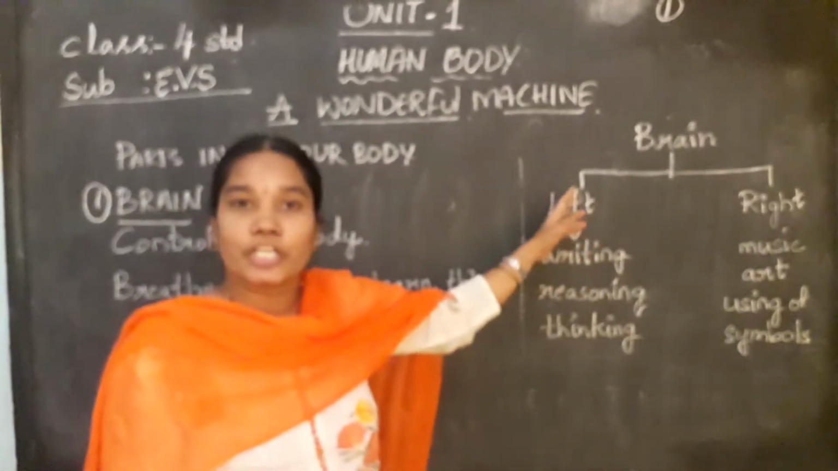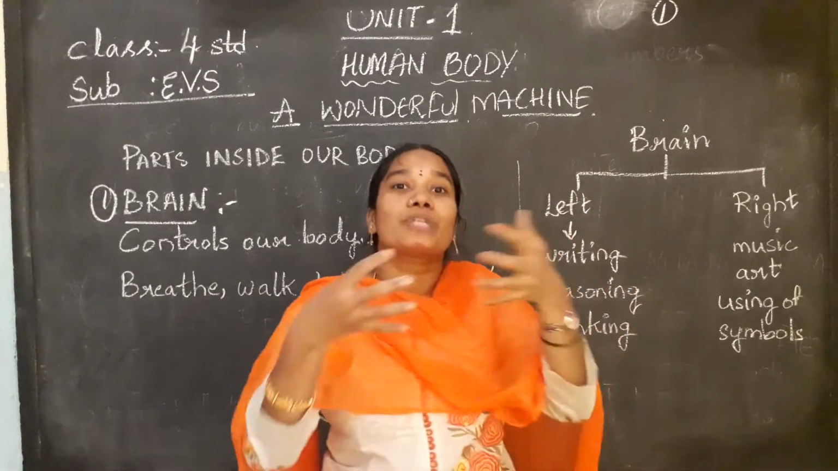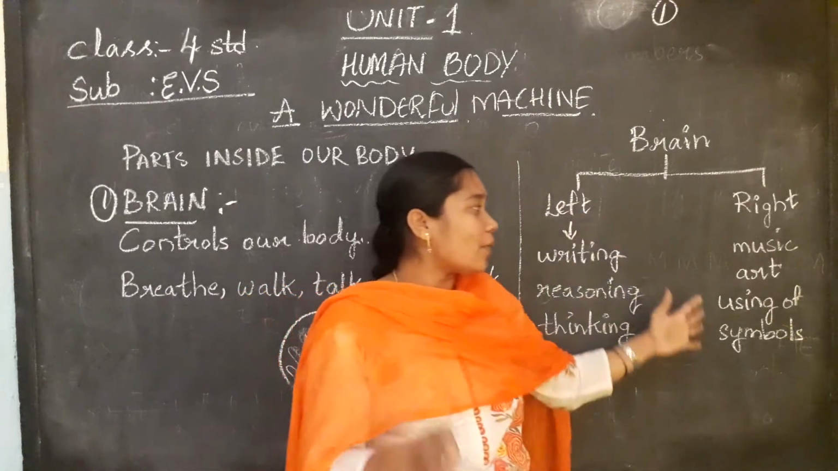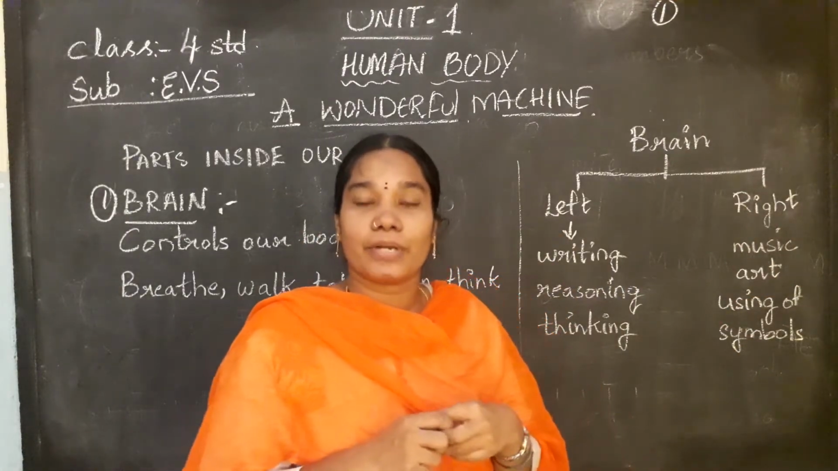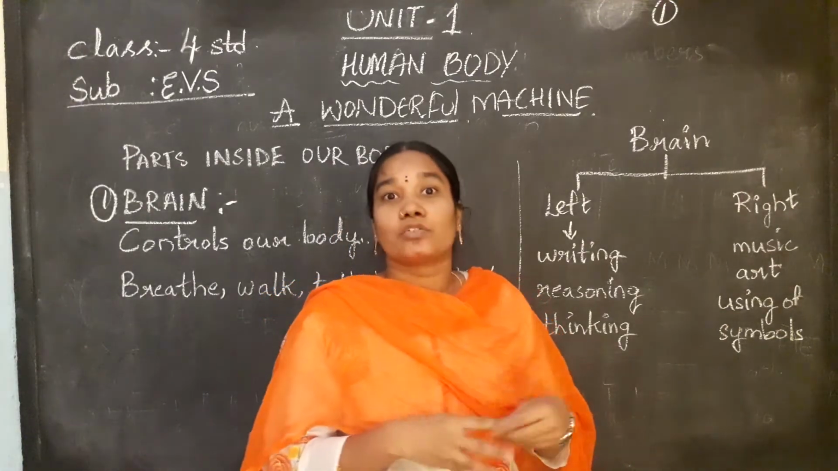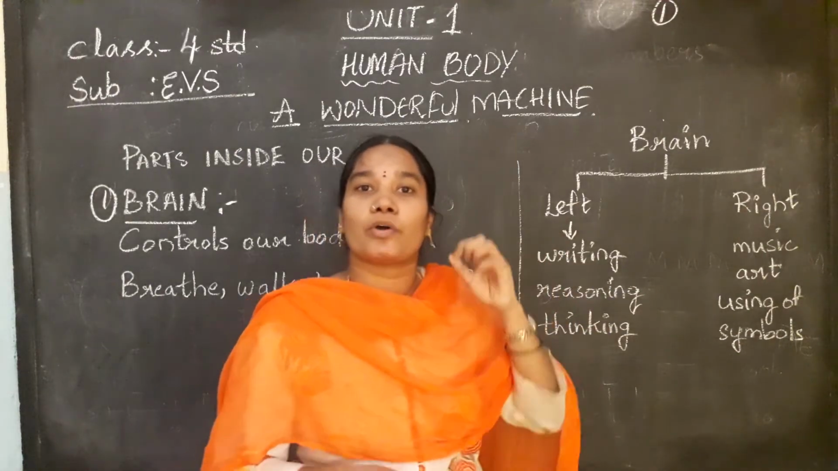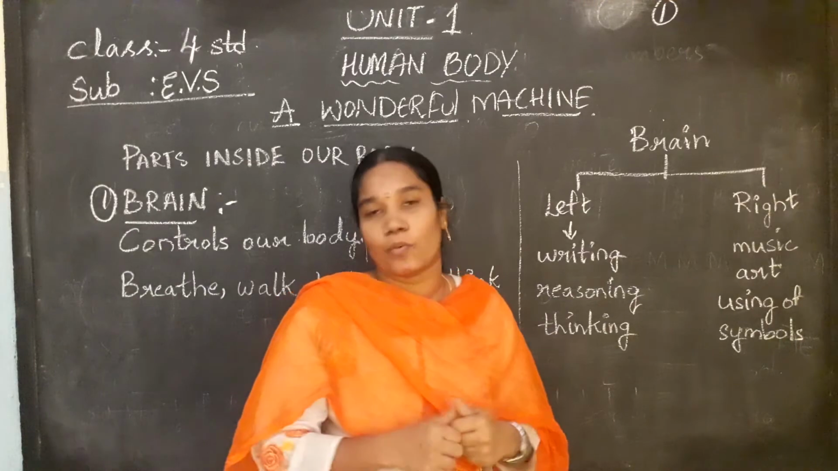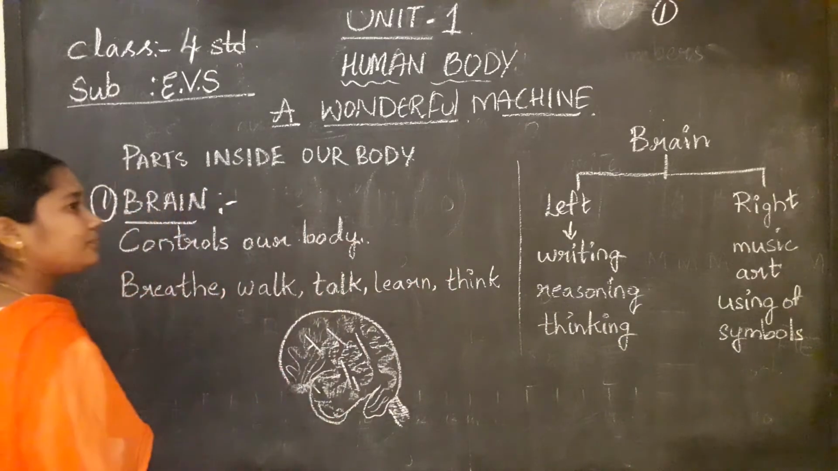The brain is divided into left and right. These two sides of the brain work together and perform the activities. Writing, reading, thinking, playing music, everything is under the control of the brain. You know, children, our brain works even when we are sleeping. Without the brain we can't live. The brain is a very important internal organ that performs every activity. The brain controls every activity in our body. That's why the brain is very important.